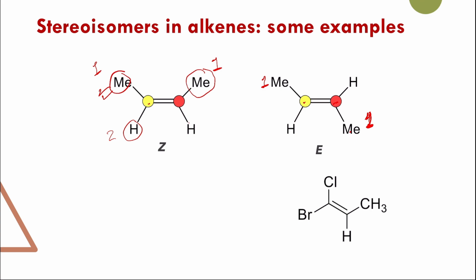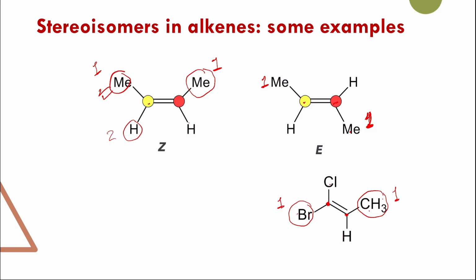Another example, so now we have the two carbons here with the double bond. Let's have a look at the one to the left first. We have chloro and bromo. Bromo will take priority, so this is number one. Here we have hydrogen and methyl. Methyl will take priority, so this is number one.